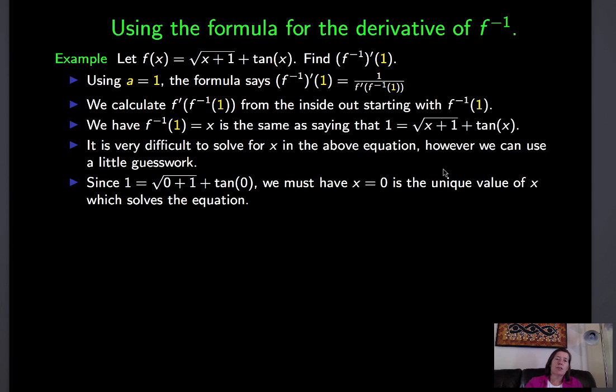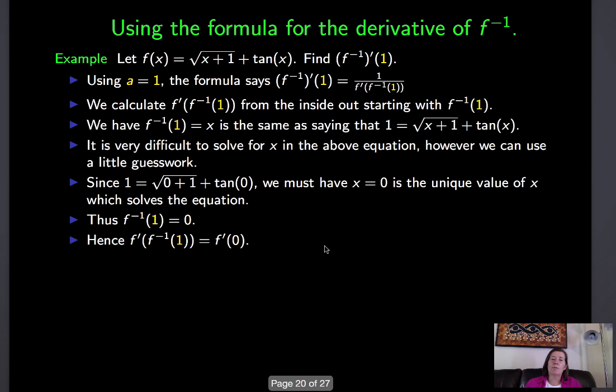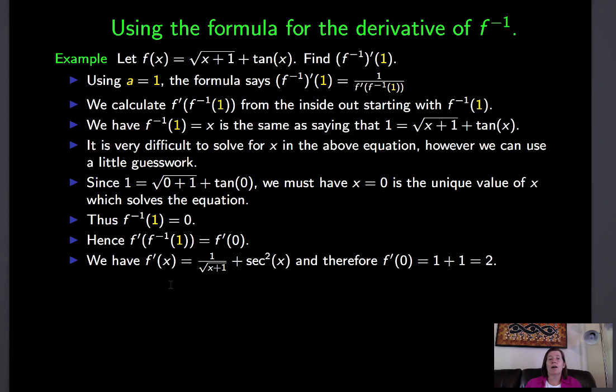So if we plug x equals 0 into the equation, we get 1 equals the square root of 0 plus 1 plus tangent of 0. And this actually fits the equation, so therefore x equals 0 is the unique value of x which solves the equation. f inverse of 1 is 0, and hence f prime of f inverse of 1 is f prime of 0. So now we have to find a number for f prime of 0, and in order to do that we have to calculate f prime.